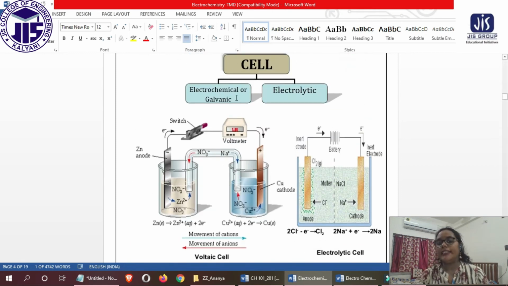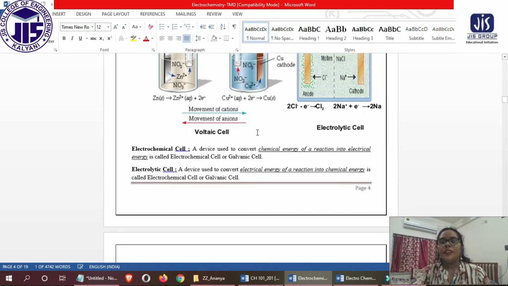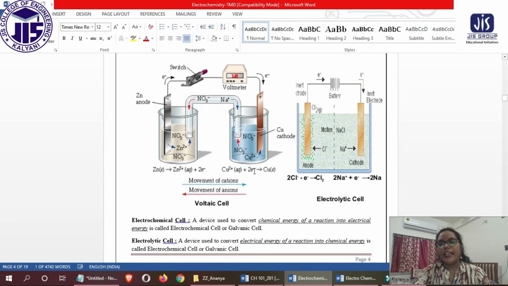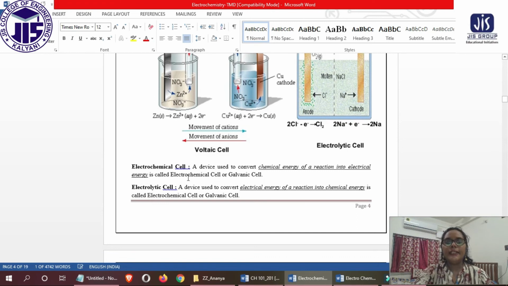Now, there are two types of cell. Actually, one is the electrochemical or galvanic cell, and one is the electrolytic cell. So, this is the voltaic cell that we have, and this is the electrolytic cell. An electrochemical cell is a device used to convert the chemical energy of a reaction into electrical energy. It is called the electrochemical cell or galvanic cell. That means a chemical reaction will take place in this electrochemical cell, and because of that chemical reaction, electricity will be generated. That is called the electrochemical cell.